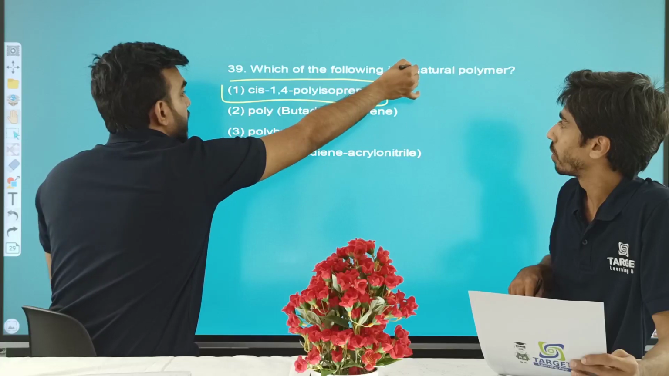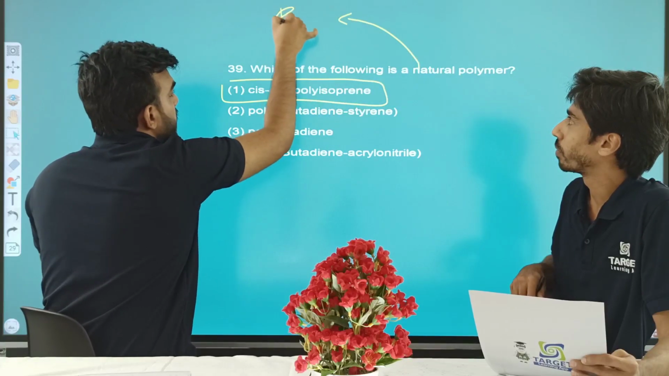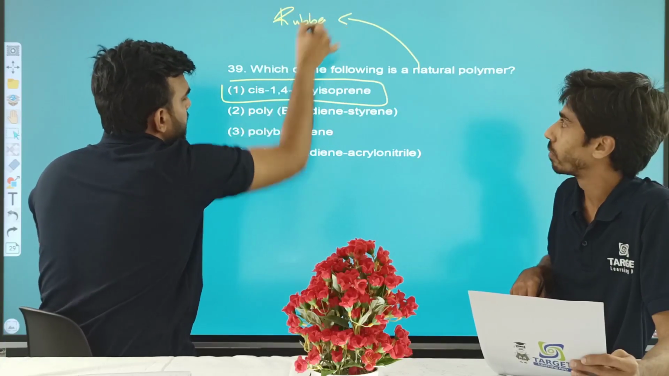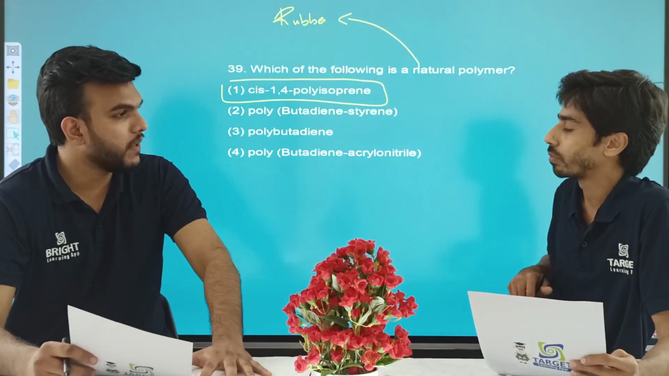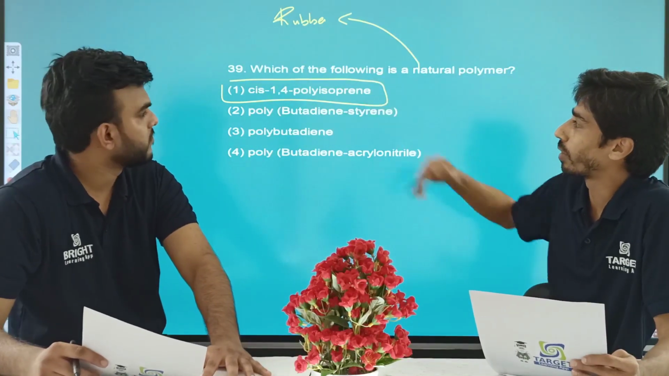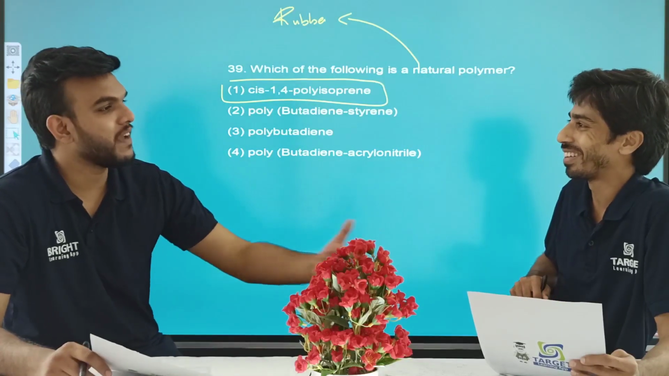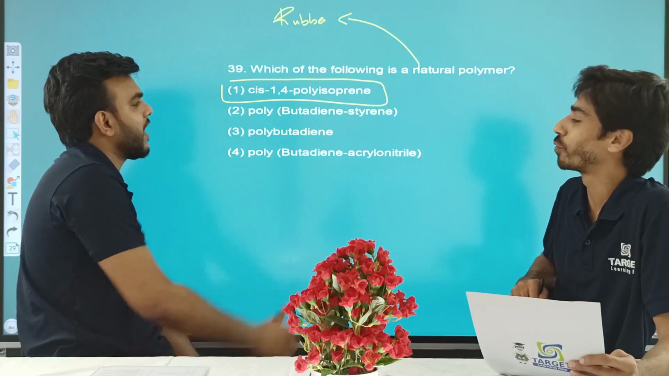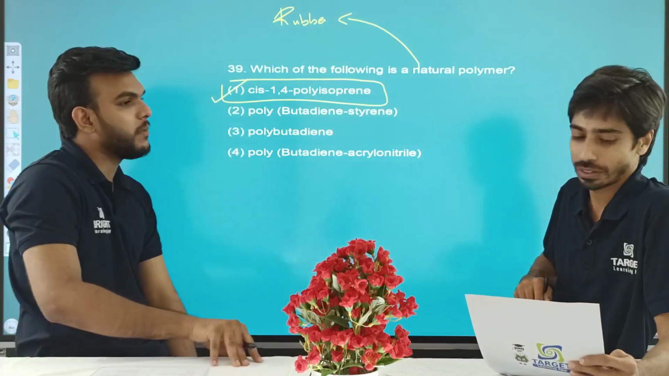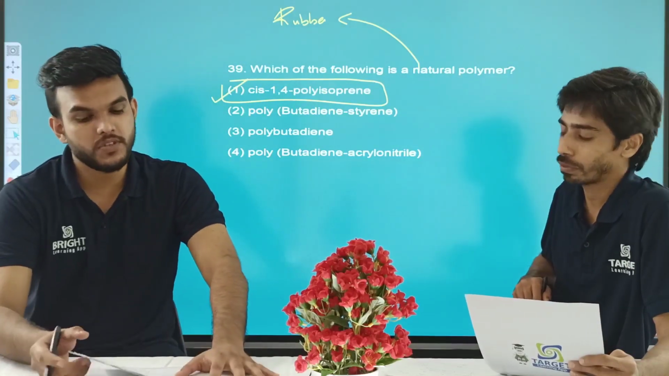The natural polymer, we can give the very common example that is known as rubber. You studied that concept of rubber, vulcanization of rubber, and the reactions in the chapter. It's rubber only, sir. Yeah, right. There is no need of explanation of that. It's poly cis-1,4-isoprene. So that will be the right answer for that question.